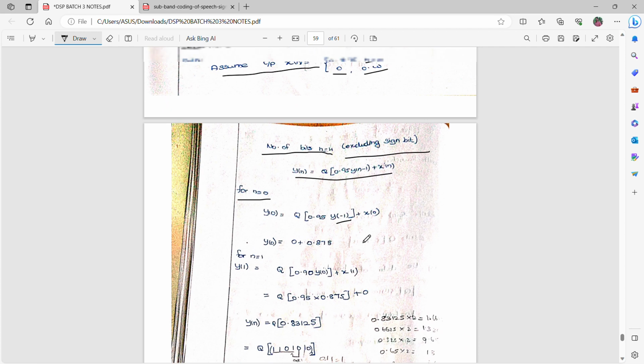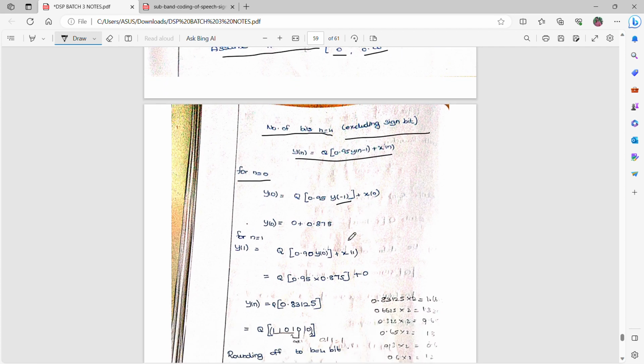Okay, let it be that is 0 plus 0.875, so y of 0 value should be 0.875. Okay, let us take the next, for n is equal to 1.